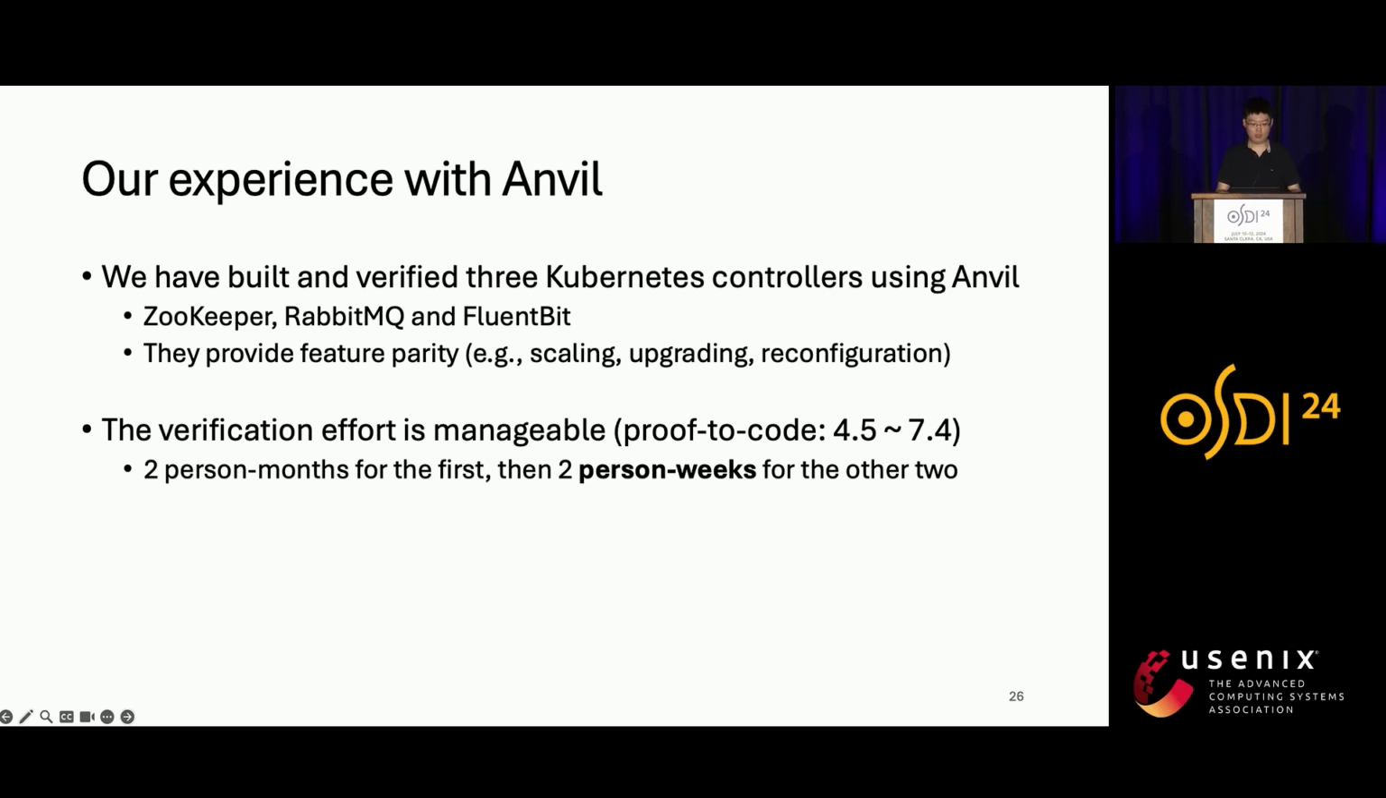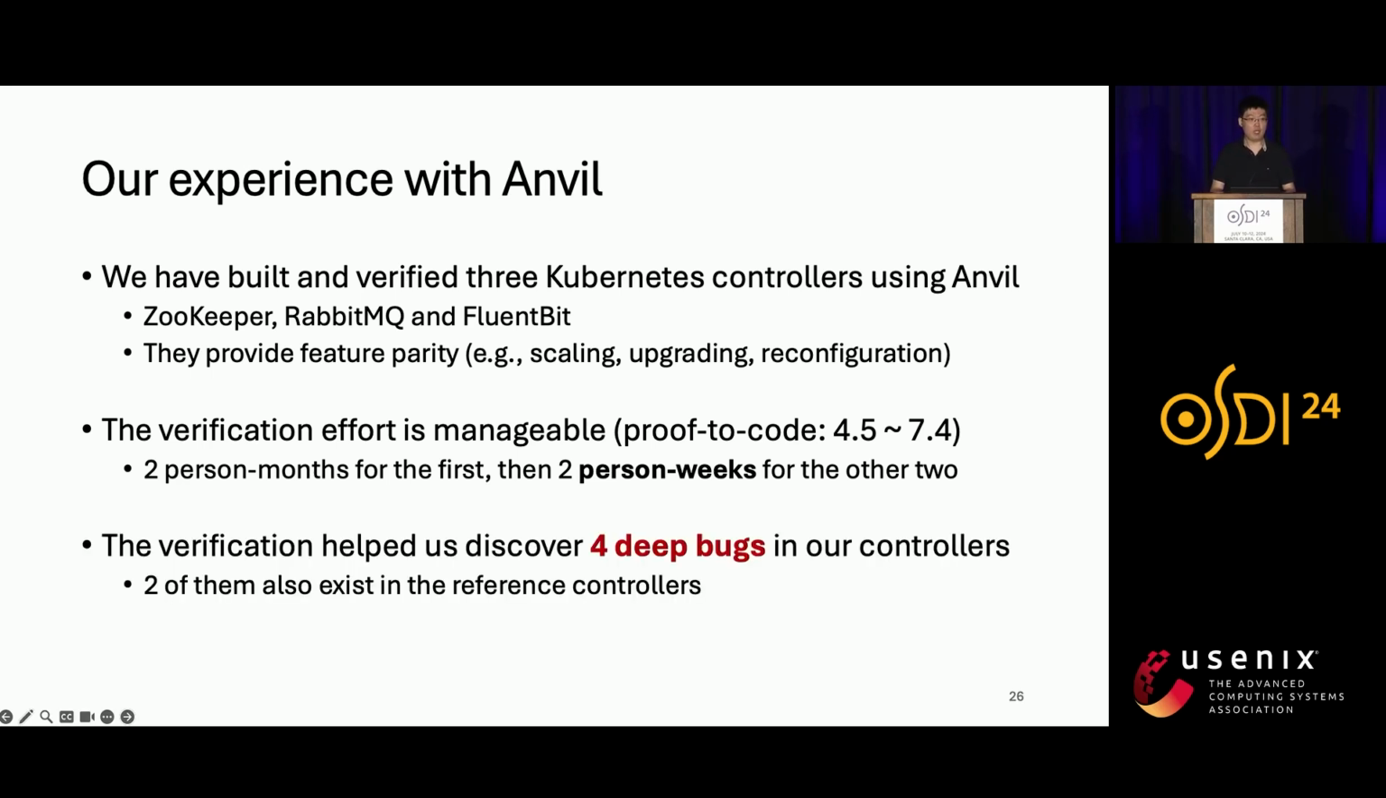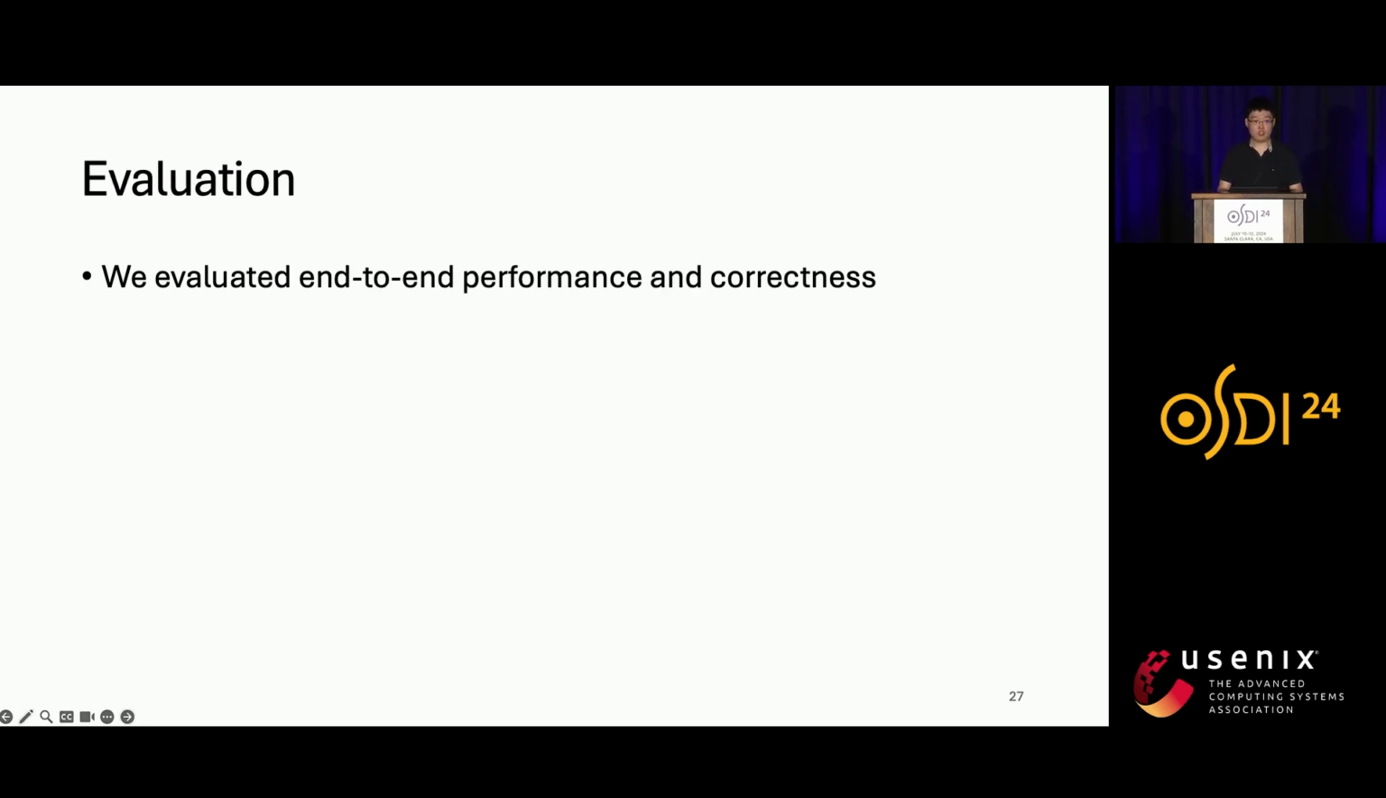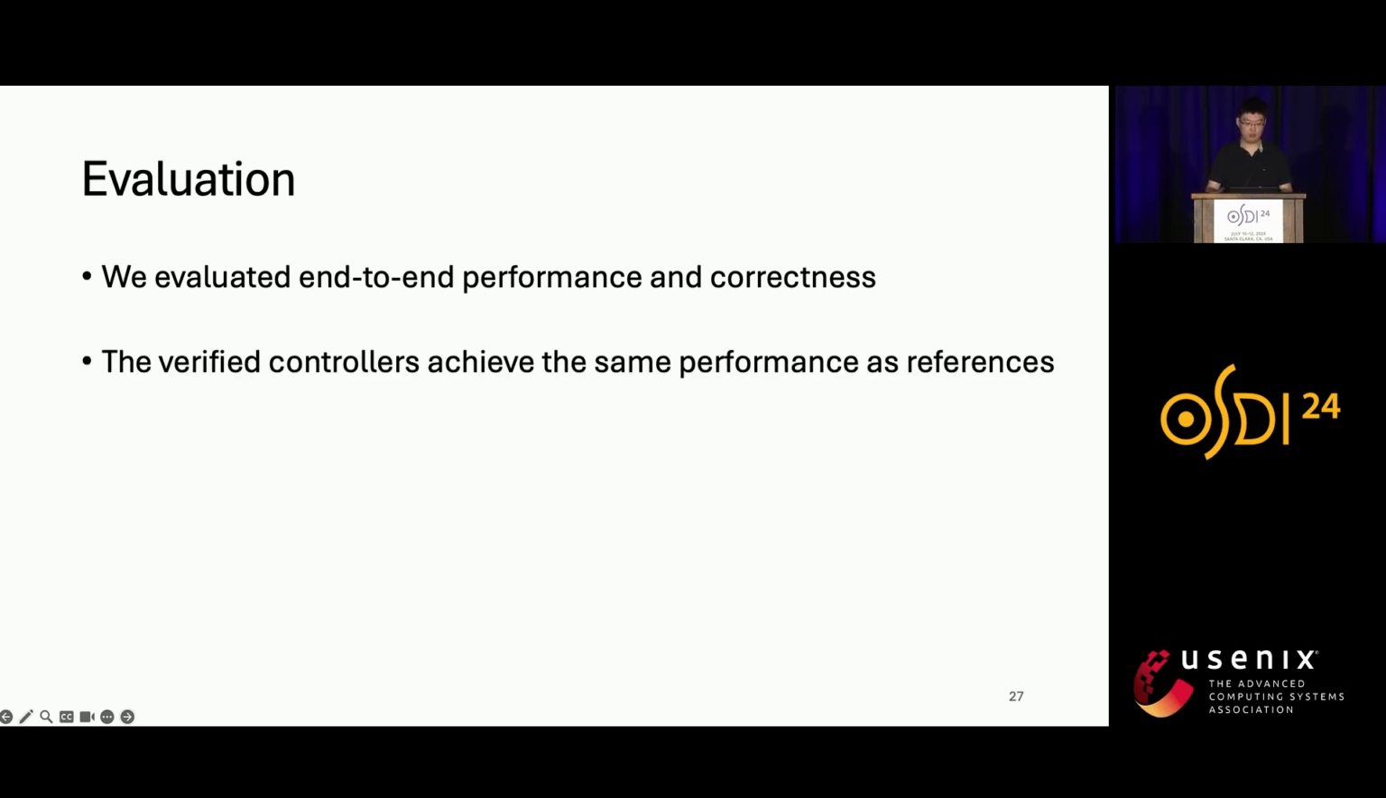And notably, it took us around 2 months to write the proof for the first controller. And with the experience from the first controller, it only takes us around 2 weeks to write the proof for the other two controllers. And the verification helped us to discover four deep bugs in our controllers, and two of them actually also exist in the reference controllers. And for evaluation, we evaluate the end-to-end performance and the correctness of the verified controllers. The verified controllers achieve the same end-to-end performance as the reference controllers.